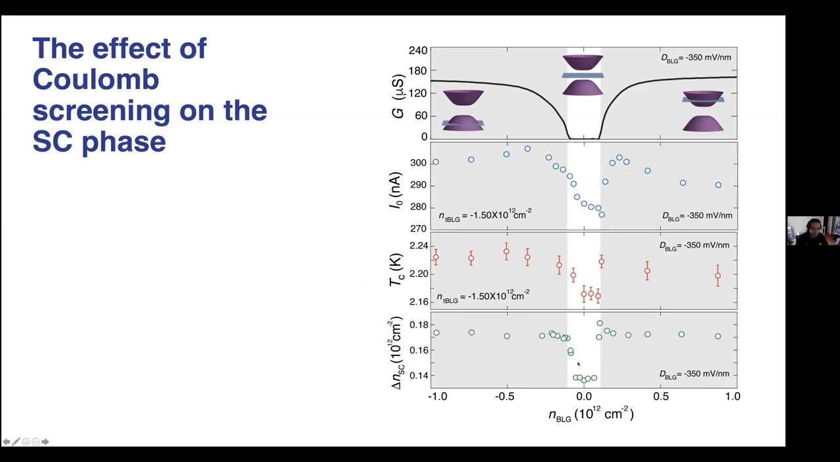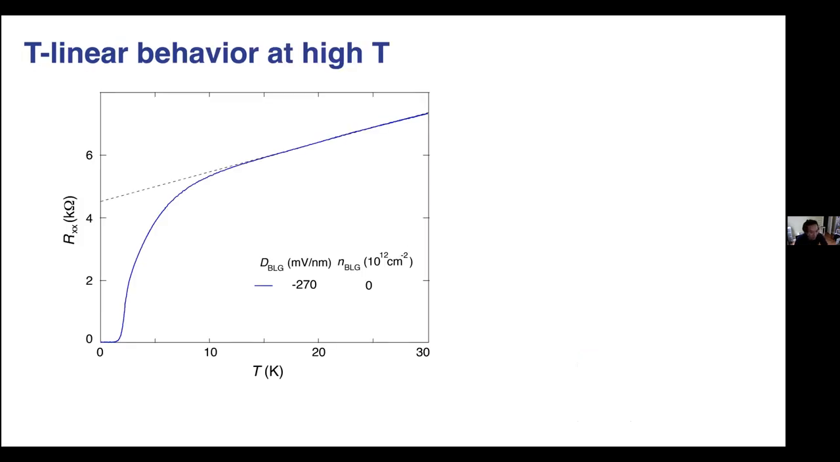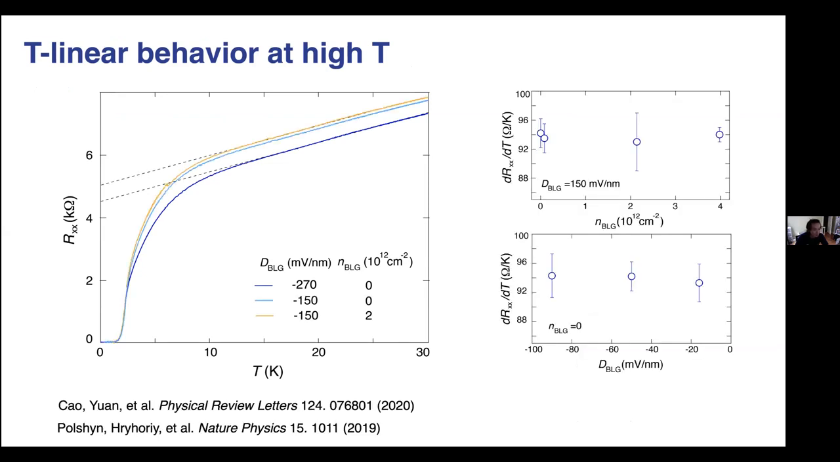So lastly, I will just quickly mention one thing. There have been a few discussions about the origin of the T-linear behavior at high T. It's either electron-phonon coupling or some kind of spin fluctuation. But either way, our measurement doesn't provide more identification in this regard, but we could show that when we're tuning Coulomb screening from bilayer graphene, this T-linear behavior seems to remain constant within the error bar of our measurement. So it provides some constraint to understanding the origin of this behavior and its potential correlation to the low temperature superconducting phase.